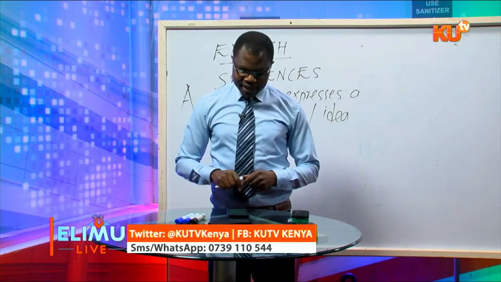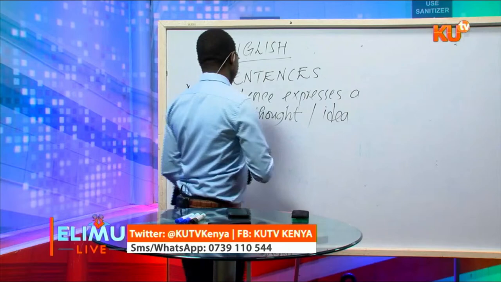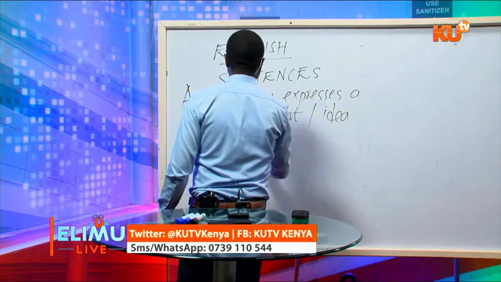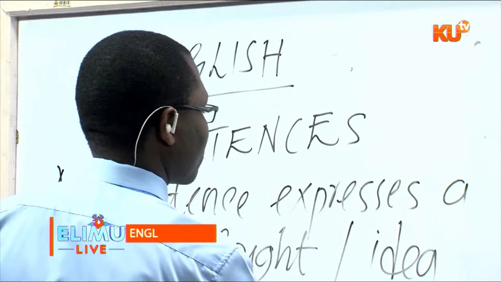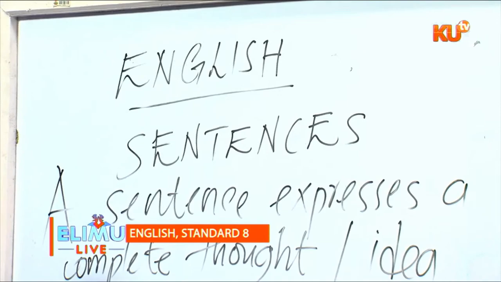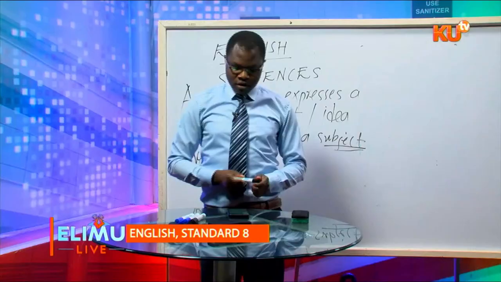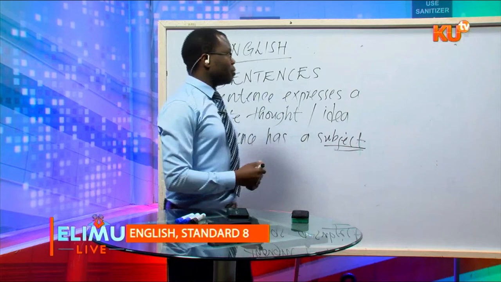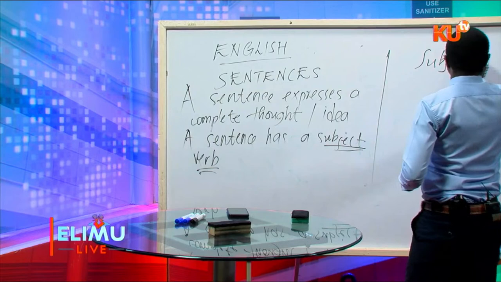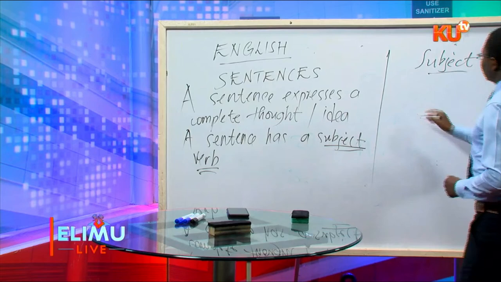Number two, a sentence always has a subject. So a sentence has a subject, then it also has what we call a verb. So these are the two components of a sentence to make it a complete thought. For example, you will have the subject, then the verb on this other end. I'm just using the very simple sentences here to bring the idea home.